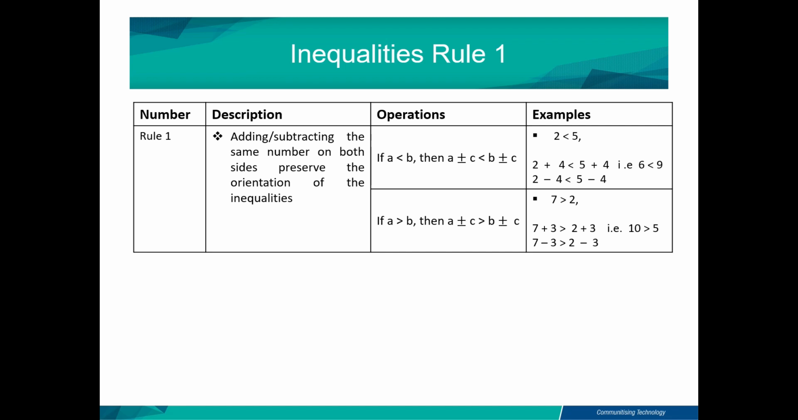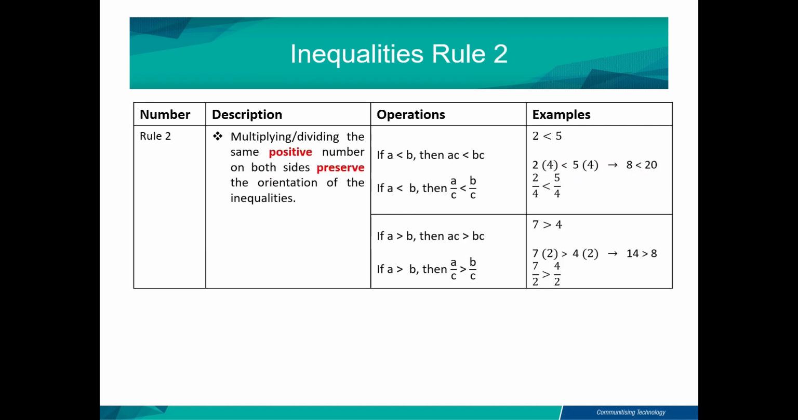Inequalities have 5 rules altogether, so let's go one by one. The first rule is that adding or subtracting the same number on both sides will preserve the orientation of the inequality. For example, 2 is less than 5, and when we add the value 4 on both sides, the less than sign remains as less than.